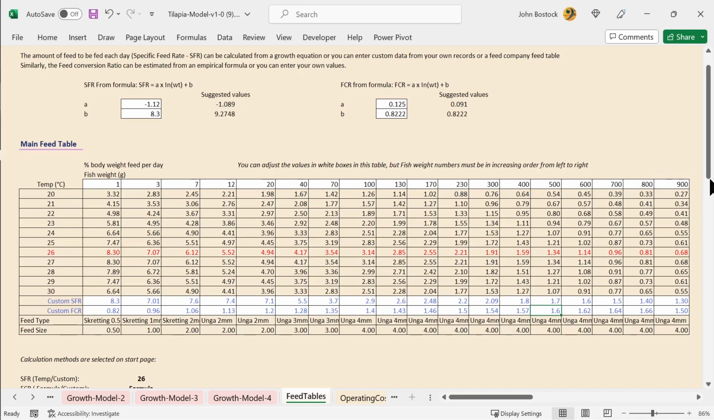Feed tables themselves are often based on a growth model, and that is the case with the default feed table used in this spreadsheet. The SFR values are calculated using an exponential function, which works reasonably well over a short time period, but becomes very unrealistic over longer time periods. You can adjust the feed table by adjusting the equation parameters if you wish. The equation and parameters are shown at the top of the feed table sheet. Again, suggested values for A and B are given.